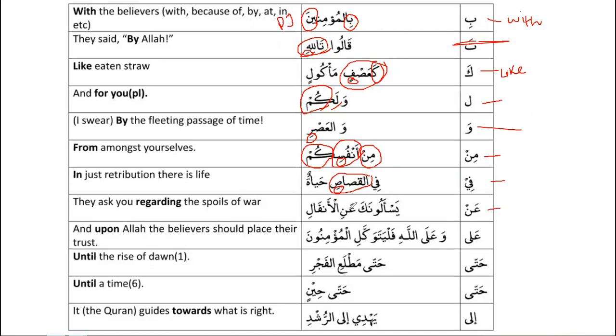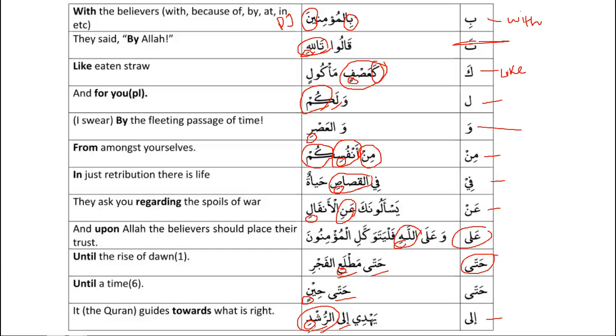An: you can see an is making the next word jar, anil anfali. Then comes ala. Ala is making the next word Allahi, the Lafzul Jalala, alallahi, upon Allah. Hatta is until. Hatta is making the next word matli'i jar, hatta matli'i. Then hatta hinin means until a time. Hin is an ism, and hatta makes it jar. Ila means to or toward. Ila is making the next ism, arushdi, in jar status.